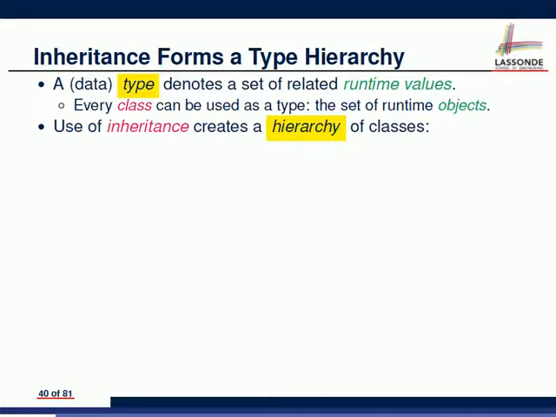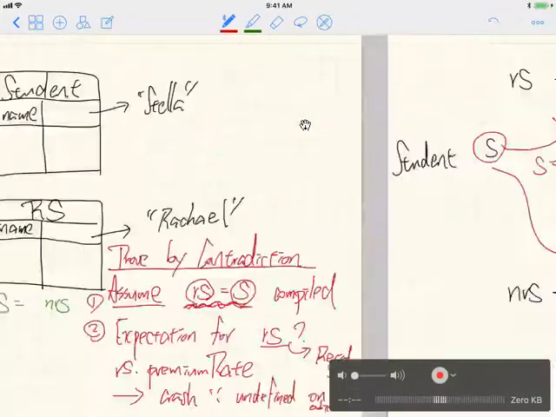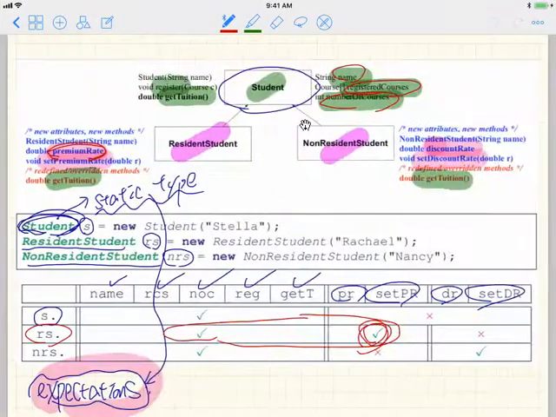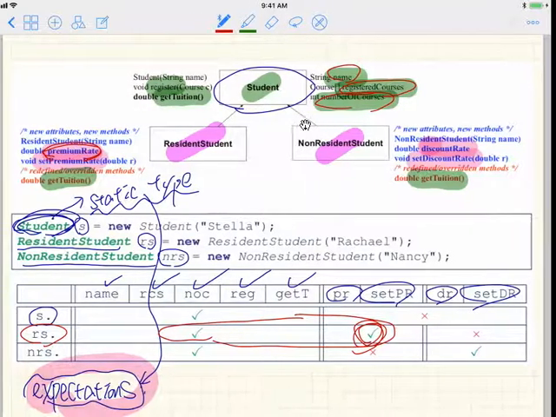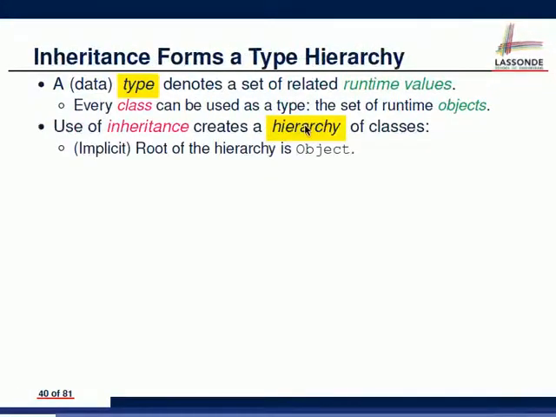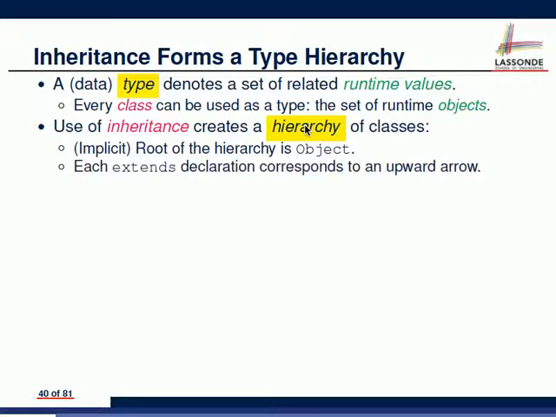Now, whenever you have an inheritance relationship, for example the one for students, you have some hierarchy over here. You've got Student, you've got ResidentStudent, you also got NonResidentStudent. That's a type hierarchy, inheritance. Implicitly, every class is a subclass or descendant class of the Object class. You don't have to say ResidentStudent extends Object. You don't have to say that, it just happens implicitly. Every time you say extends, that means some upward arrow over there.